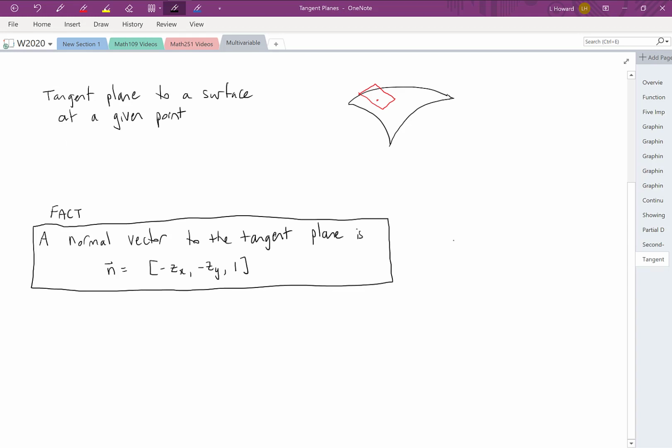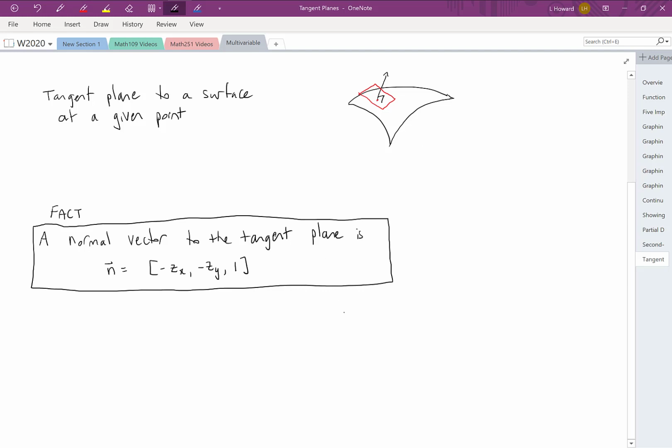So what we're working towards is finding the equation of the tangent plane to a surface at a certain point, and in order to do that, we need to know something about the normal vector to the tangent plane. The fact is that a normal vector to the tangent plane is given by the following formula. We're going to use little n to represent our normal vector, and the formula for that is n equals minus z sub x, minus z sub y, 1. Geometrically, the normal vector is a vector that's perpendicular to our tangent plane, and that's really essential to finding the equation of that tangent plane.